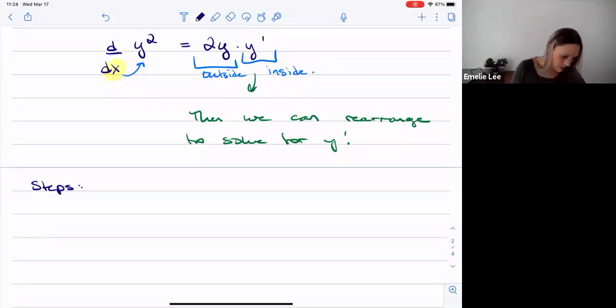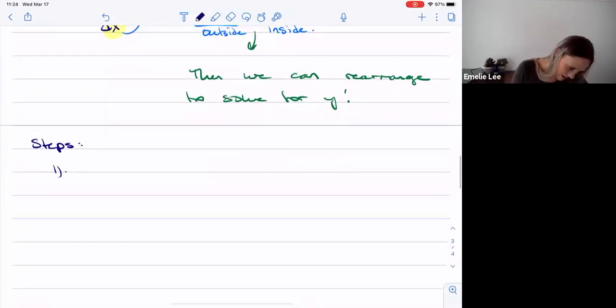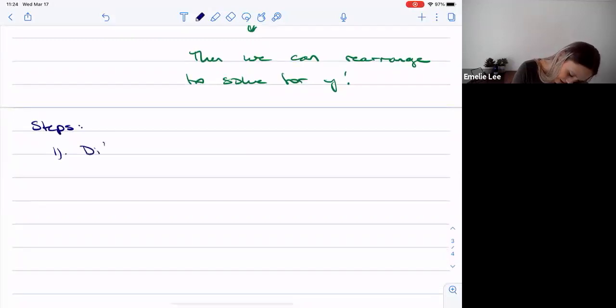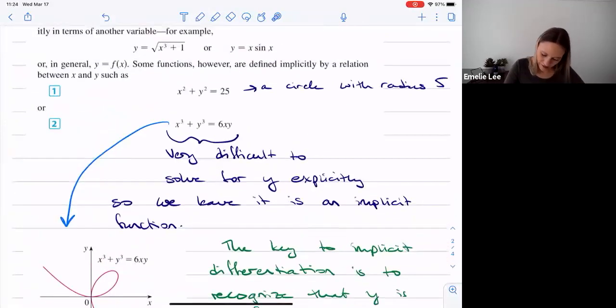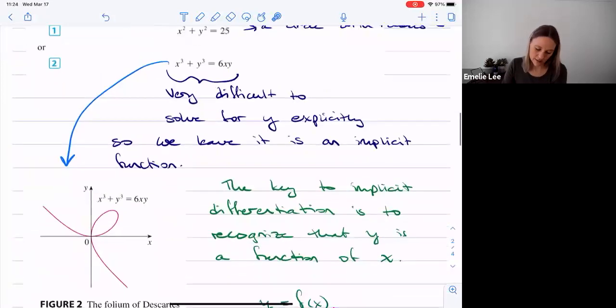So the steps that we're going to follow is you differentiate with respect to x, right? So if you have an x, you can just treat it like we've been doing regular derivatives, right? And so the first step is to differentiate both sides. Often you'll have something like the Folium of Descartes here, where you have a left-hand side and a right-hand side, right? Even here with the circle, x squared plus y squared equals 25, we have two sides. So we differentiate with respect to x.